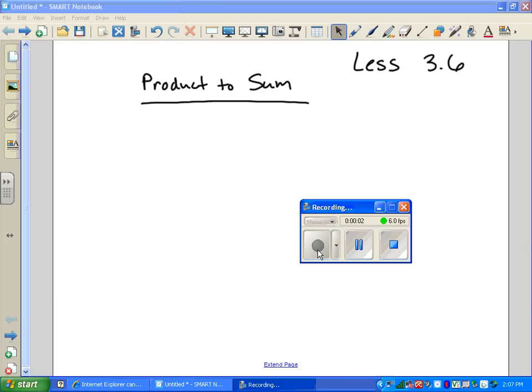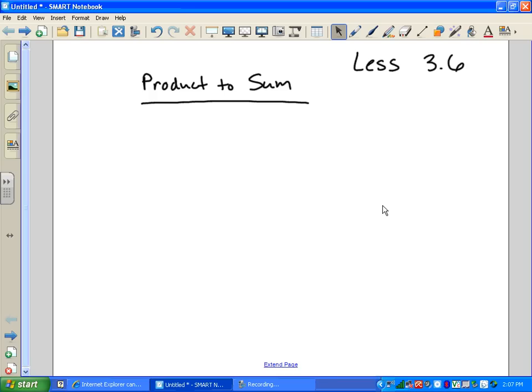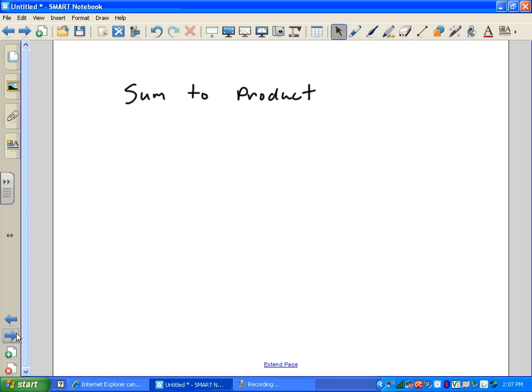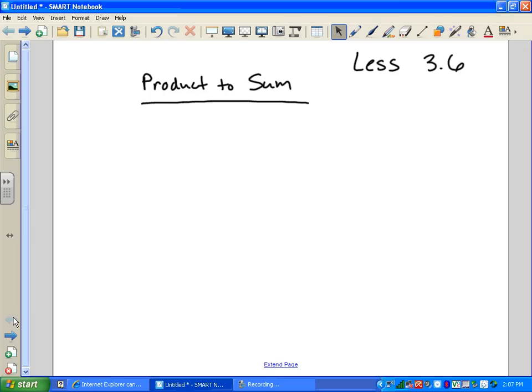Okay, lesson 3.6 is going to use some more identities that are kind of similar to what we've already talked about. Recall what we've done so far: the sum and difference identities, and the double angle and half angle identities. Now what we're going to look at, probably the two easiest ones, are the product to sum and sum to product identities.